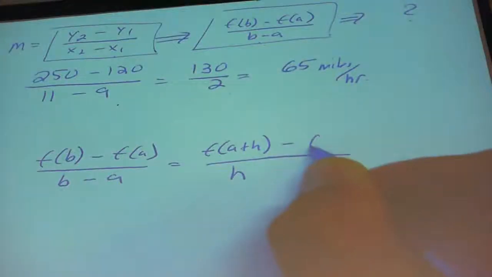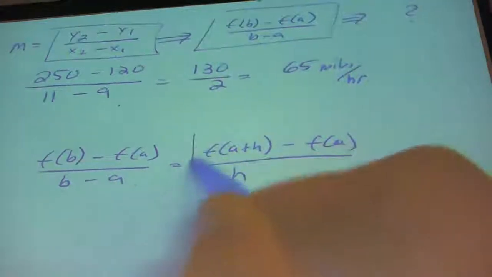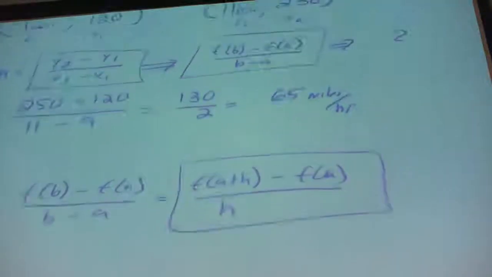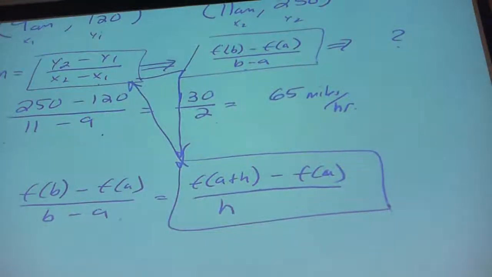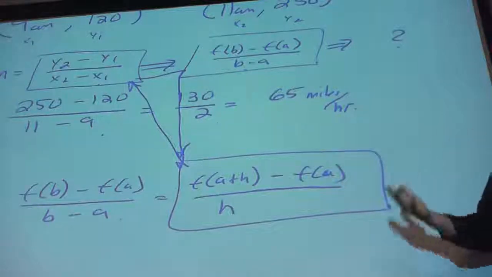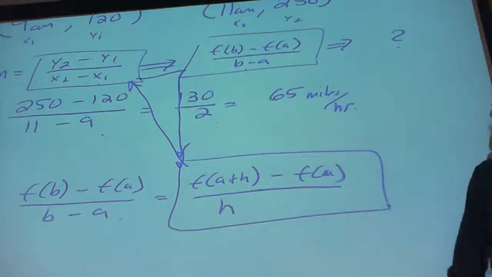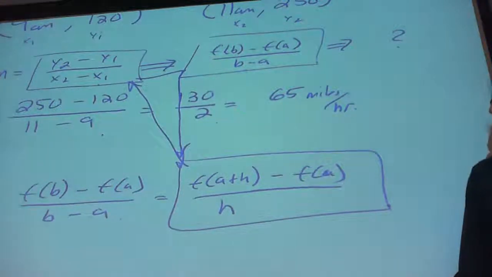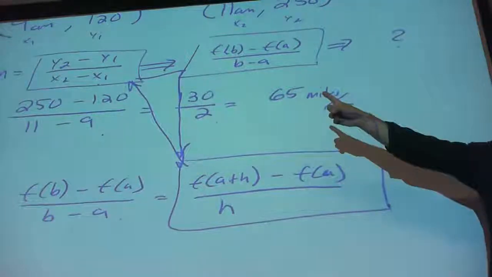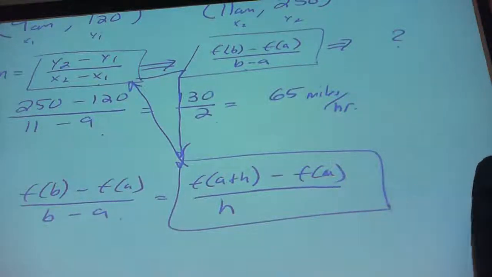and minus f of A. This is the same thing as slope. It's just that's how we got it. So from now on, what you've seen, what we've alluded to, is f of A plus H minus f of A over H. What is that? It's slope, it's slope, it's slope. That's all it is. Okay? But you go from there to there to there, and it's the same thing.